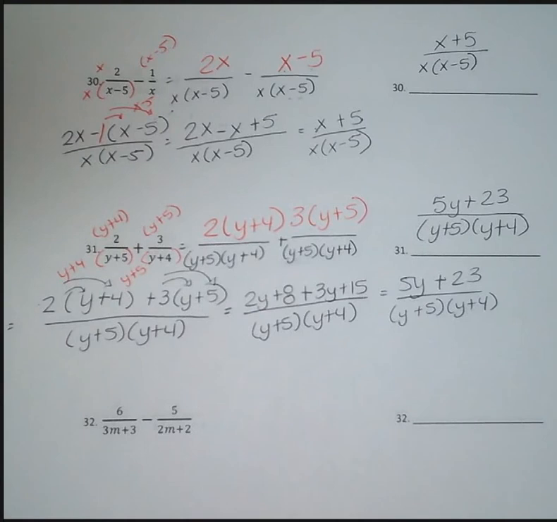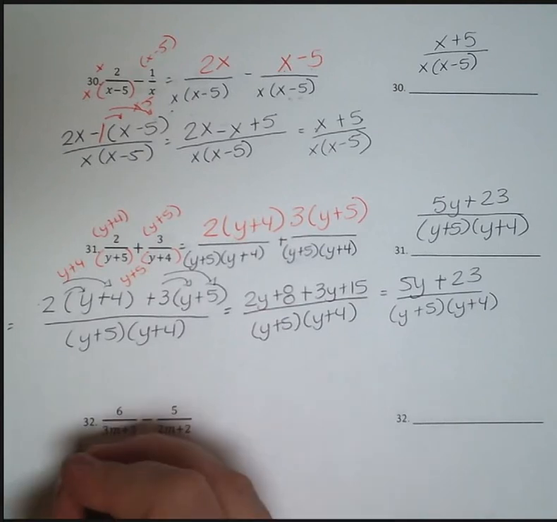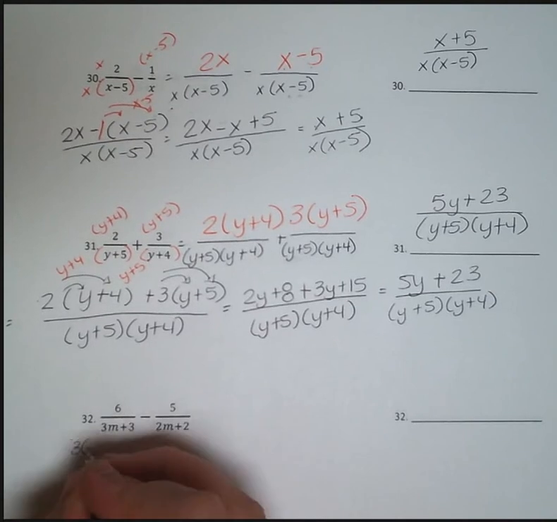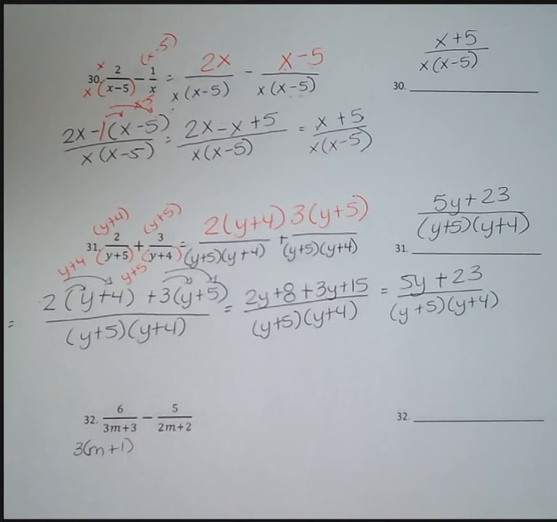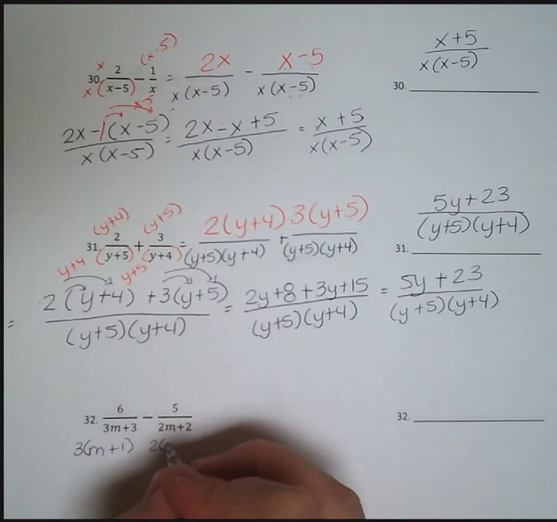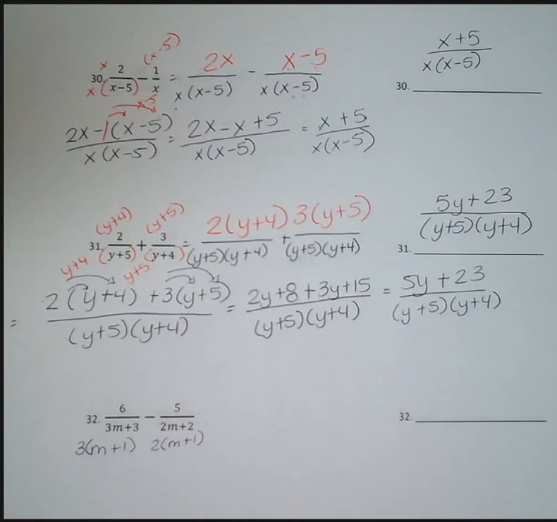Okay, now look at problem number 32. Problem number 32 is a little more difficult only because we haven't really done a problem like this yet. So the first thing we're going to have to do is factor each of our denominators. In the first denominator, notice you have a 3 in common, so we can pull out a 3 that gives us an m plus 1. And then over here we can pull out a 2, which gives us also an m plus 1.